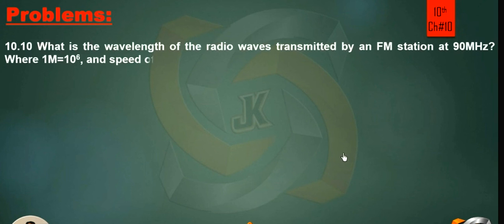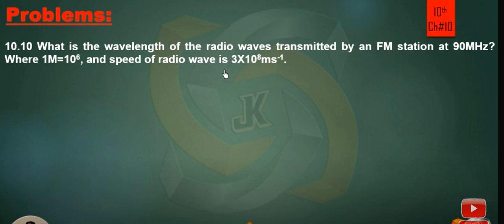Now the last numerical we are going to attempt is about electromagnetic waves. If you see statement 10.10, it says: what is the wavelength of the radio waves? Students, radio waves are electromagnetic, transmitted by an FM station at 90 megahertz, where 1 mega equals 10 to the power 6, and the speed of the radio waves is your familiar speed of light, 3 into 10 to the power 8 meters per second.